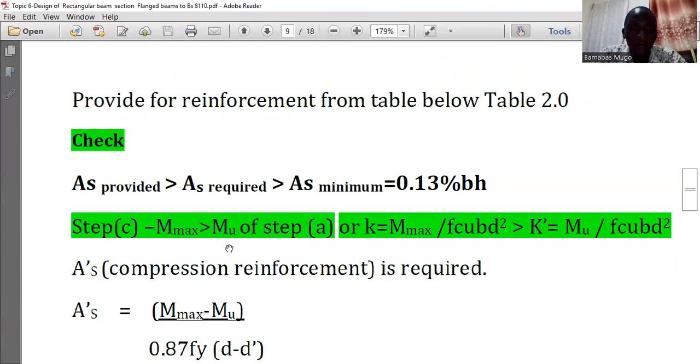And then from there, you need to use the table, as I'm going to show you. And AS provided is the one that is provided by the table. The area of the tension provided by the table should be greater than AS required, the one that you have computed. Then it should always be greater than AS minimum, which is 0.13% of BH.